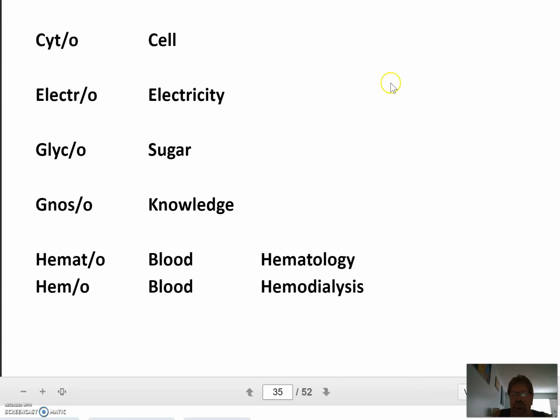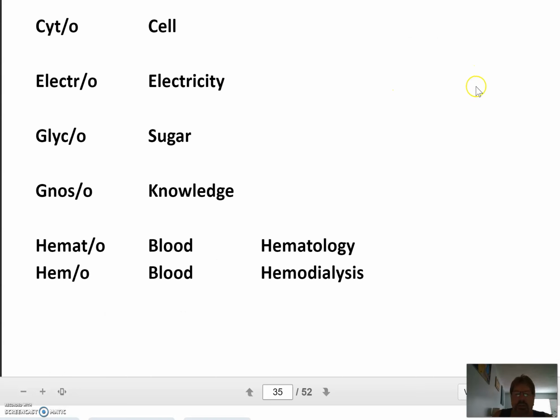Cyto is the root word for cell. Electro for electricity. Glyco for sugar. Glucose is the famous sugar in blood that's essential for life. Glyco has something to do with sugar or carbohydrate. Gnosis, the G is silent, means knowledge. I don't know that you'll use that much. I probably wouldn't have put it in here.